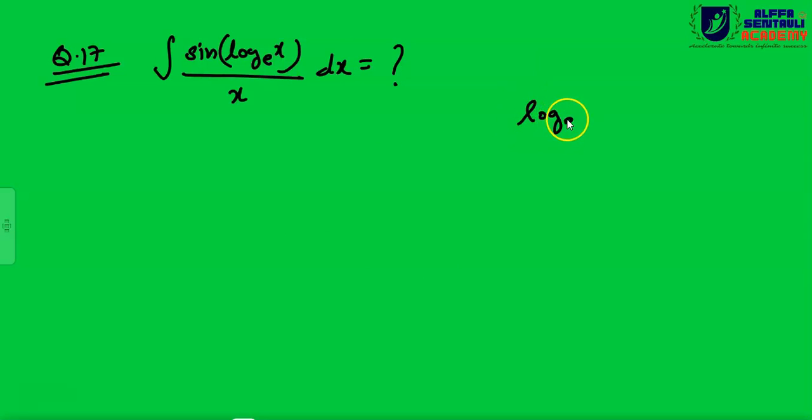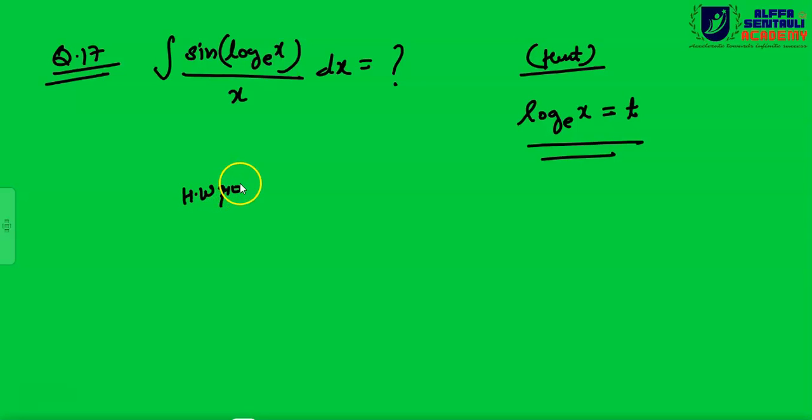Correct. So this is for your homework problem. You can substitute log base e x as t and differentiate it. This x and x will get cancelled out and you are left with sine t. Then on integration of sine t, you will get what? Integration of sine t is minus cos t plus c. So use this substitution. This is your hint, and try this in your homework problem. Got it?